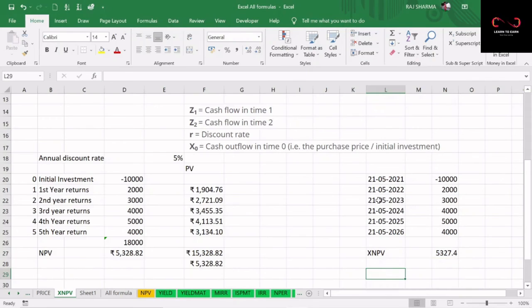Now, if I change a certain date, let us say this receivable inflow is not going to come on 21st May, but it has got delayed and it has come after 5 months. So let us say 21st of October 2024. Now what happens? You can see it has automatically changed my net present value.